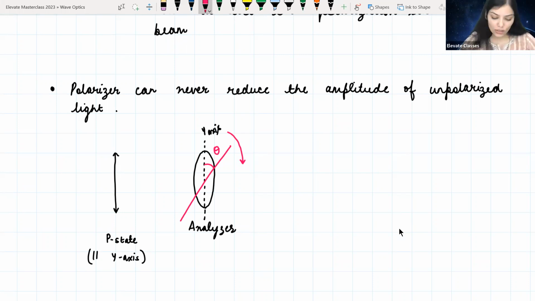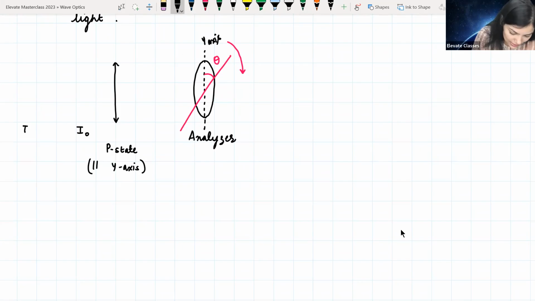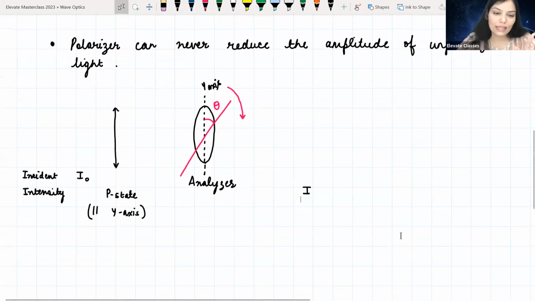So now what we do is, let us say this intensity is some I naught. So this is the incident intensity. And let us say here I get some intensity I. So one thing I already know about the analyzer.